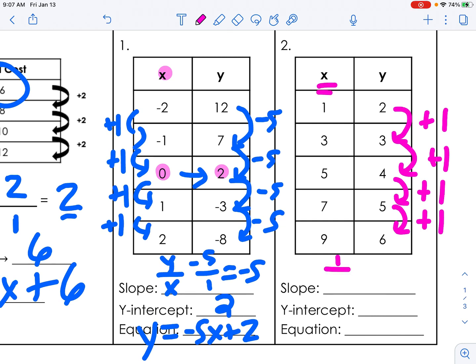Your change in x, from 1 to 3, we add 2. 3 to 5, we add 2. To get from 5 to 7, we add 2. And from 7 to 9, we add 2. So your slope is 1/2.